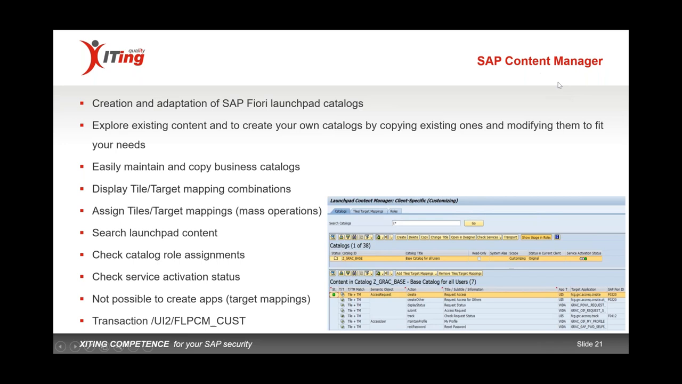Also, if I want to do a legacy app, let's say I want to do PFCG, because there's no app, I just want to enable that transaction to be accessed through the Fiori Launchpad, like building a legacy app, that's also not possible in the content manager. So here it's really just the catalogs that I can run some checks on. I can create catalogs, and I can assign the applications to the catalogs with the target mappings. That can be done, but I cannot build apps in the content manager. For that, we have the app manager. And like I said, in the next webinar, we'll go into more detail.